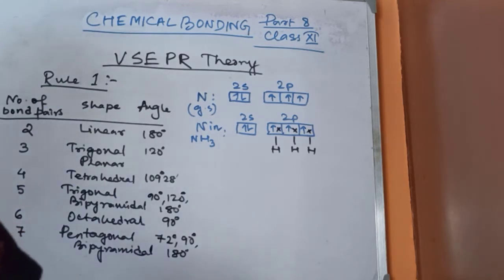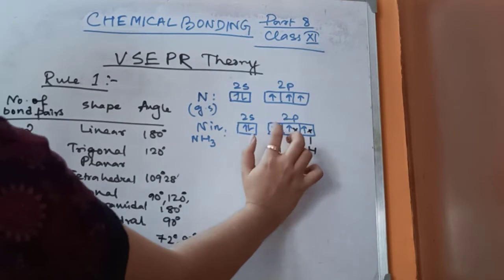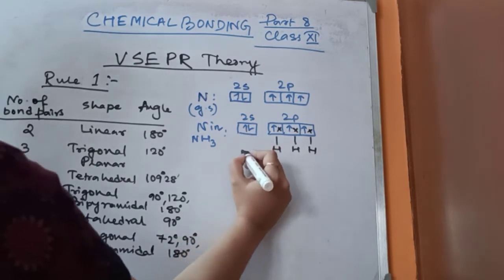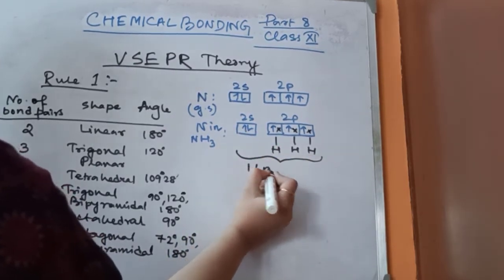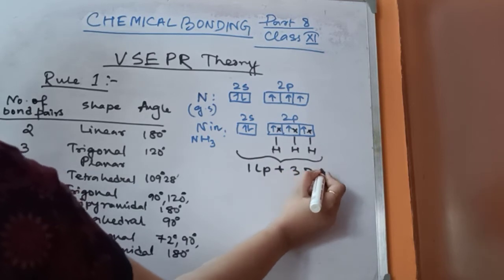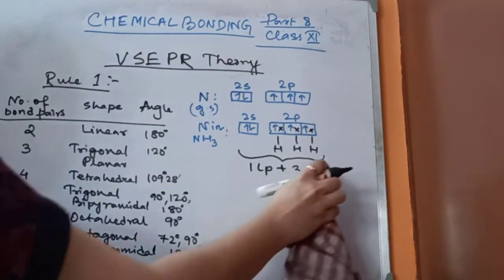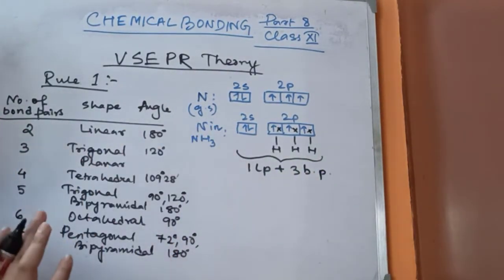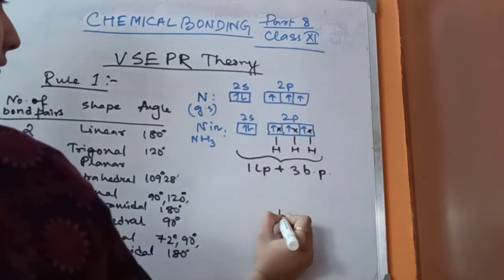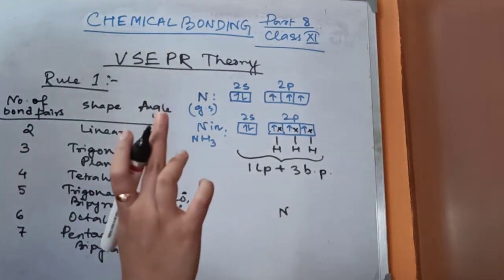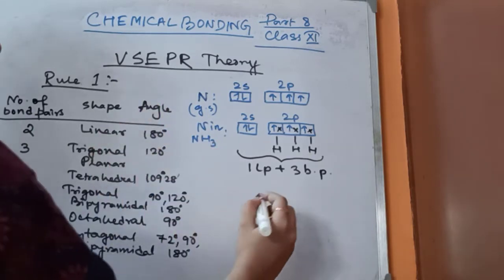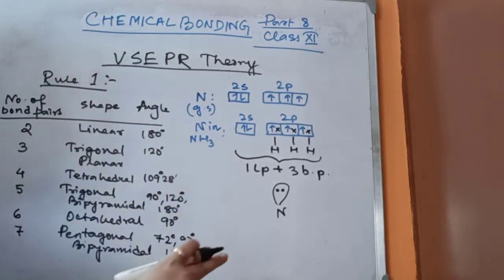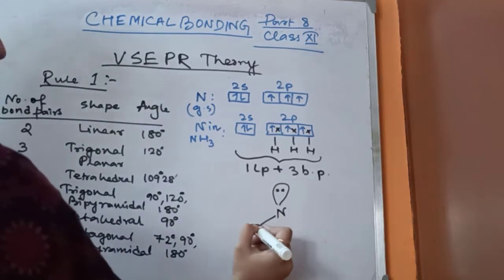See, here we are having 1, 2, 3 bond pairs and 1 lone pair. So here we are having 1 lone pair and 3 bond pairs. Ammonia also has a tetrahedral structure. Ammonia also will show you the structure of tetrahedral, means the ideal structure is tetrahedral, but actually it is not tetrahedral.